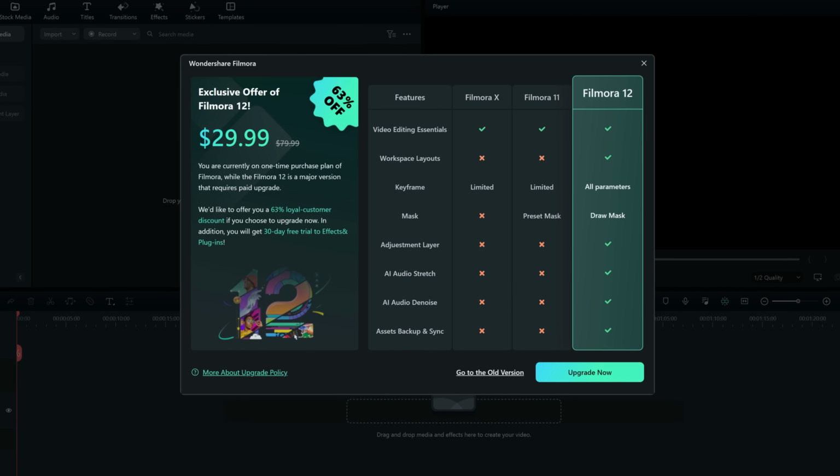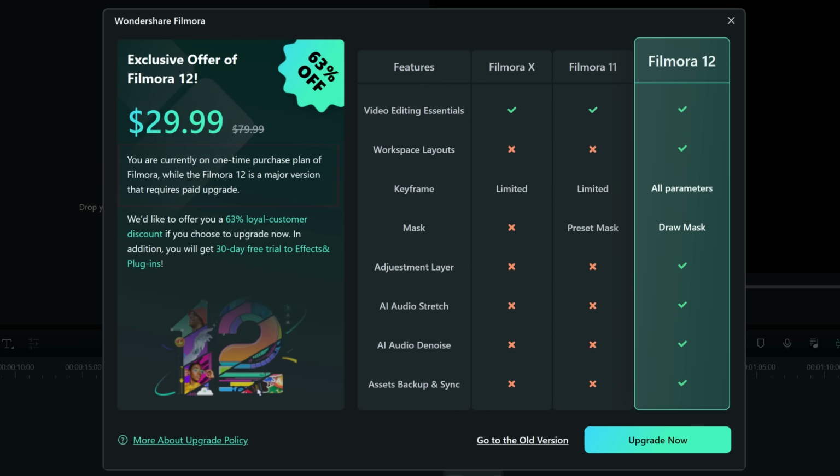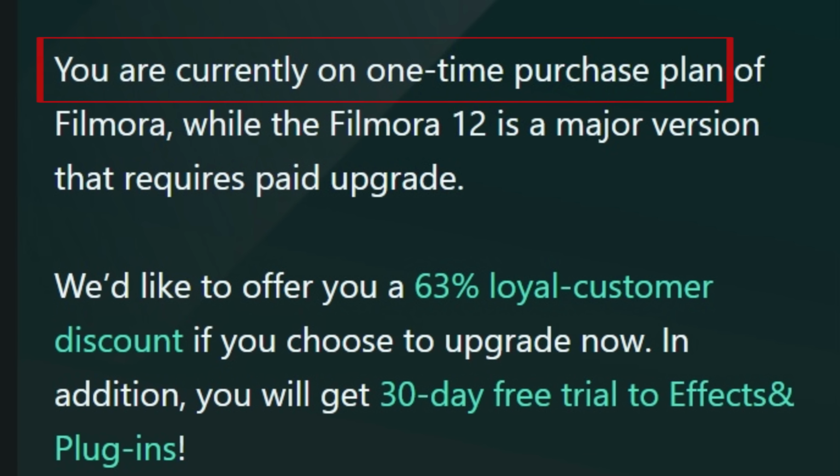So you can imagine my surprise when I opened up Filmora the other day to work on a project, and I was met with something very unexpected. When I opened up the software, a pop-up window appeared that said my one-time purchase plan of Filmora no longer applied to Filmora 12, because Filmora 12 is a major version that requires a paid upgrade. I was confused. Partly because they were asking me to pay again for access to the software when they should know that I have a lifetime license, but also the fact that they were referring to my lifetime license as a one-time purchase plan. That wasn't even the name of any plan I've ever heard of. Lifetime, perpetual, but one-time purchase plan was a whole new language I'd never seen before.